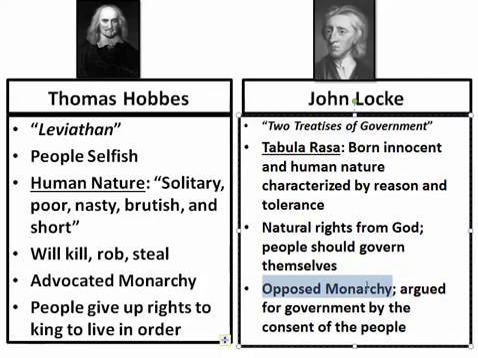And he opposed the monarchy. He argued instead for government by the consent of the people. In other words, that the people can govern over themselves, and nothing can be done unless the people consent to it. So that, in essence, is the difference between Hobbesian philosophy and Lockean philosophy. And this is what Thomas Jefferson is going to be influenced by. We're going to see some of this in his writing, The Declaration of Independence.